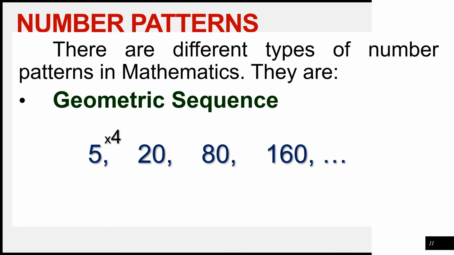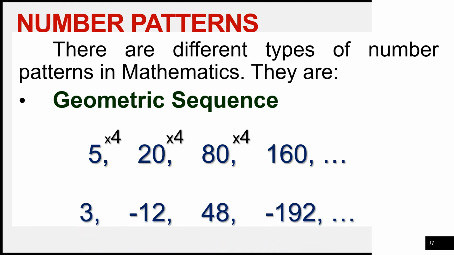In this case, 20 divided by 5 is positive 4. Therefore, positive 4 is the common ratio. Now, what would be the next terms? We have 5 times 4 is 20. To get the next term, you will have 20 times 4, and then you will get 80. Then, 80 times 4, you will get 160, and so on. In this case, this geometric sequence has a common ratio of 4.